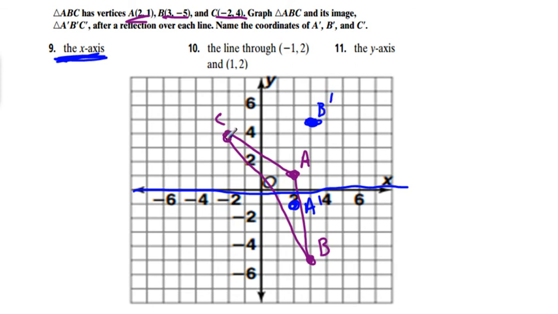And C was 4 above the line, so this is going to have 1, 2, 3, 4 below. And let's take a look. We connect these. Not my best drawing, but you get the idea.